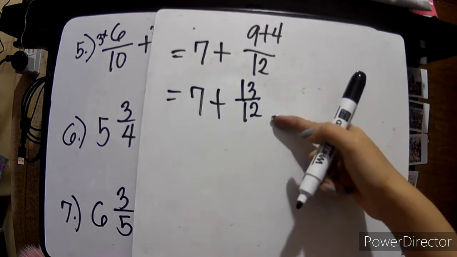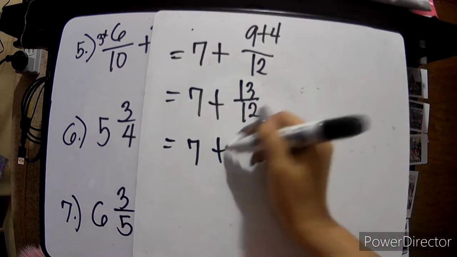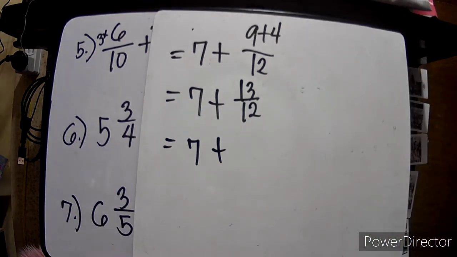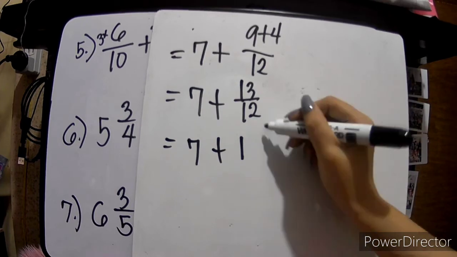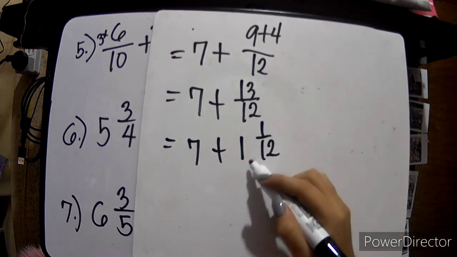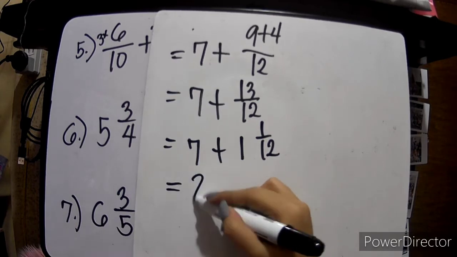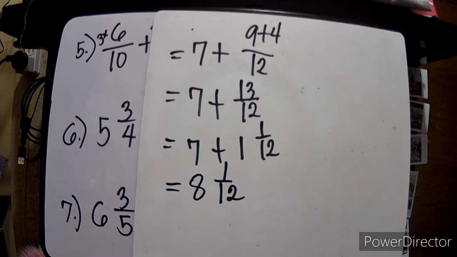And as you can see, this is improper. So, let's make it as mixed fraction para maging proper siya. So, 1 and 1 over 12. At dahil whole lang naman to, syempre sa whole lang natin pwede i-add. So, our answer is 8 and 1 over 12.